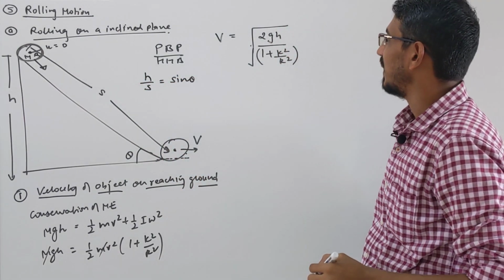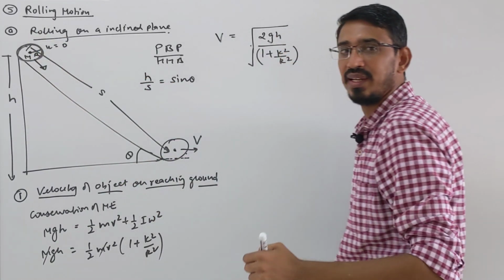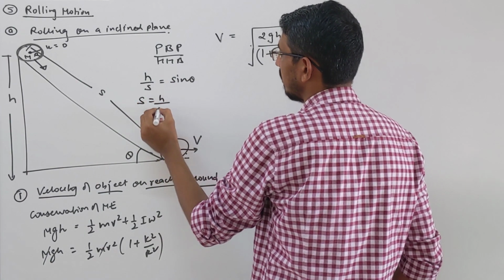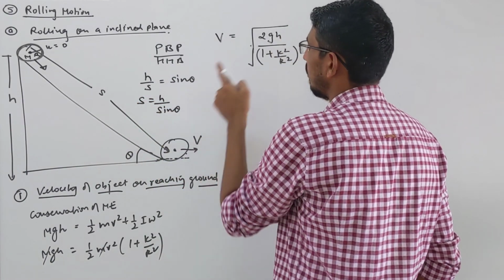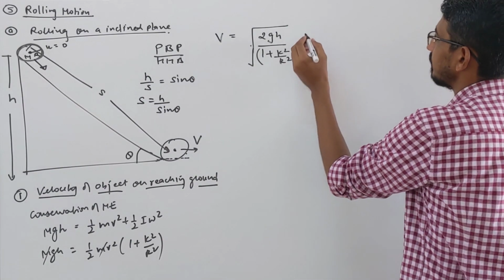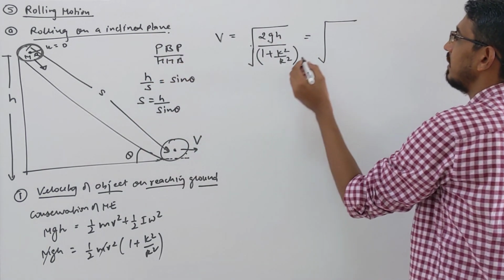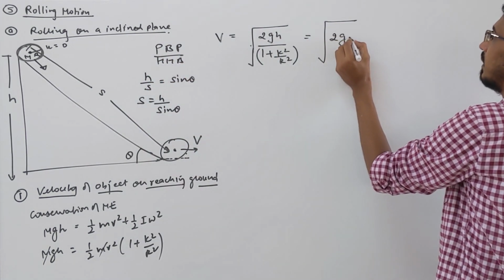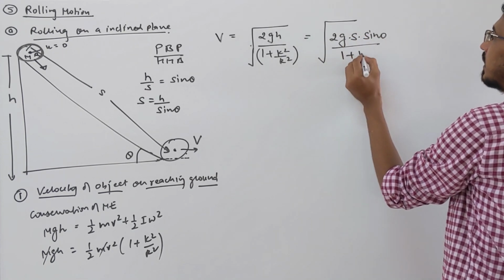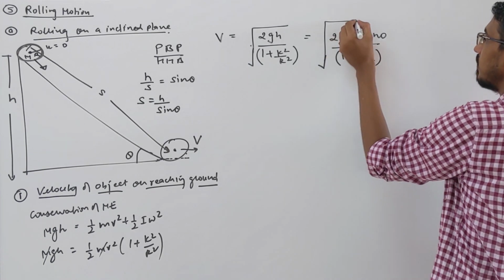So we are interested in writing this answer in terms of slant height, the length of the inclined plane. So you see s simply becomes h upon sin theta. So in this formula you can replace this. This answer you can also write as 2g s sin theta upon 1 plus k square by r square, and k is called the radius of gyration.